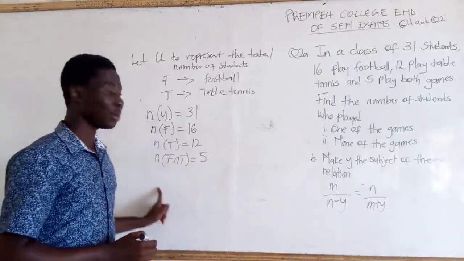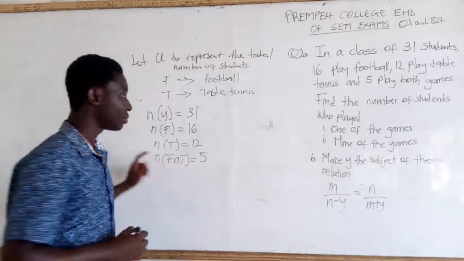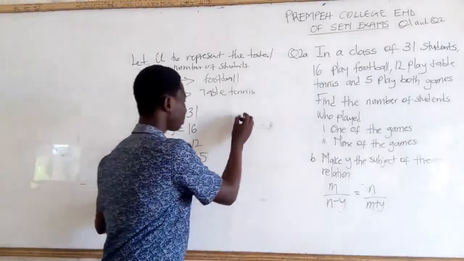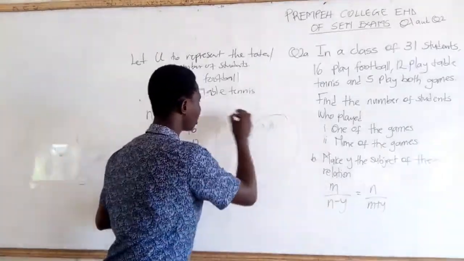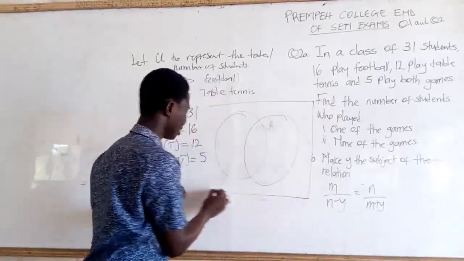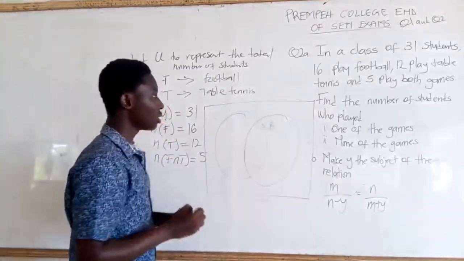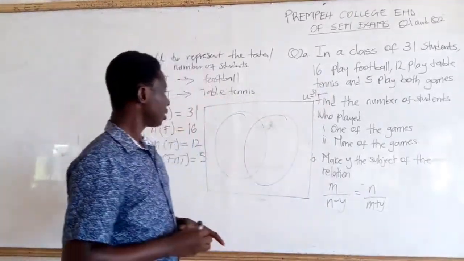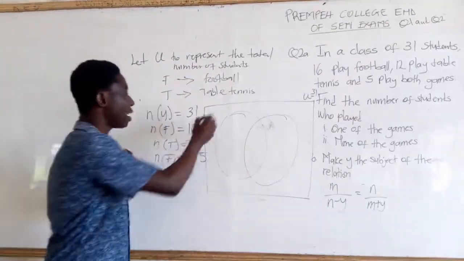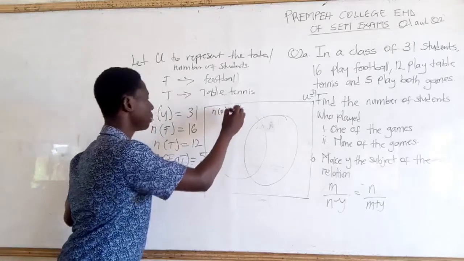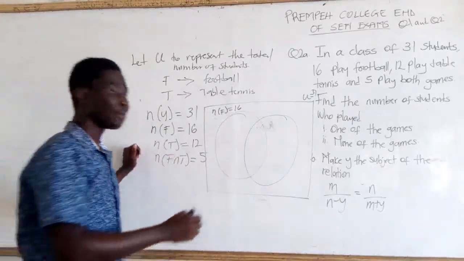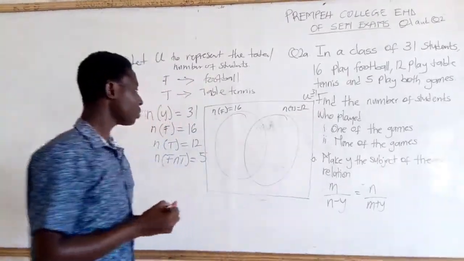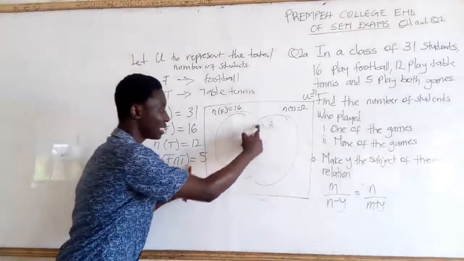Now with this data, we can go ahead and draw a Venn diagram. This is a 2-set problem, so we are going to draw a 2-set Venn diagram and draw 2 circles, something like this. The universal set will be here, 31. Let's say our F is going to be here, which is 16. We are going to have T over here, which is 12. And their intersection is 5. So this is the intersection, 5.